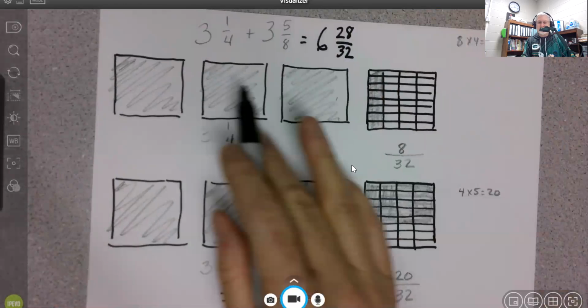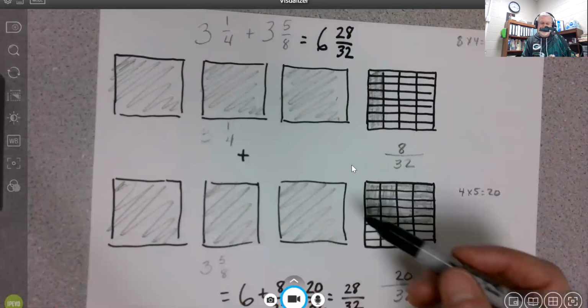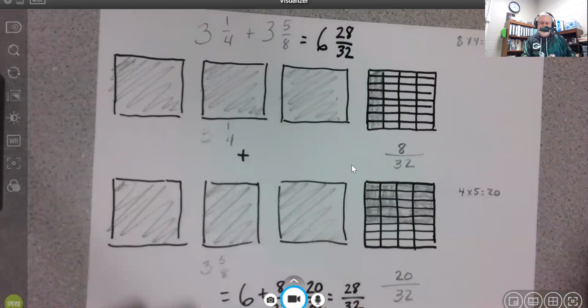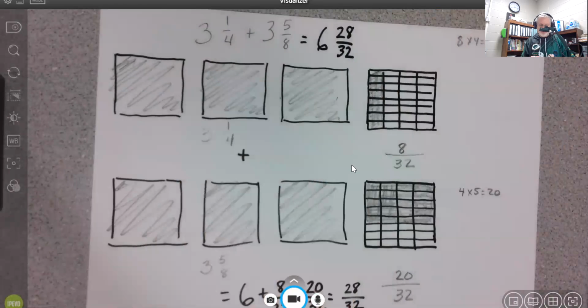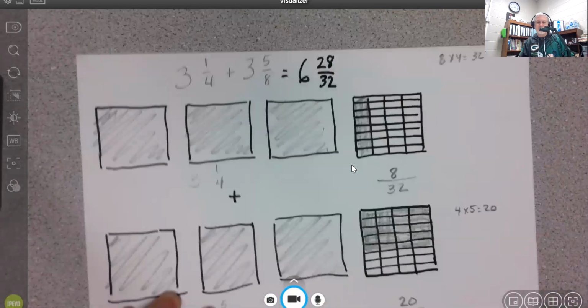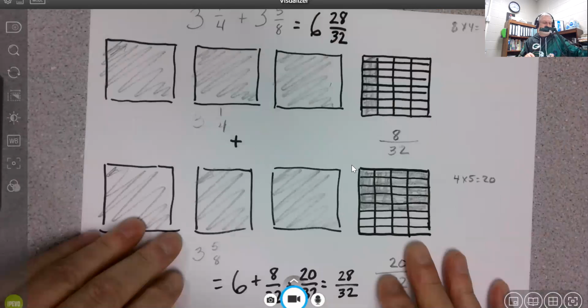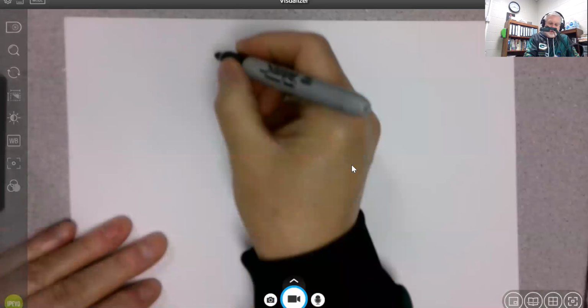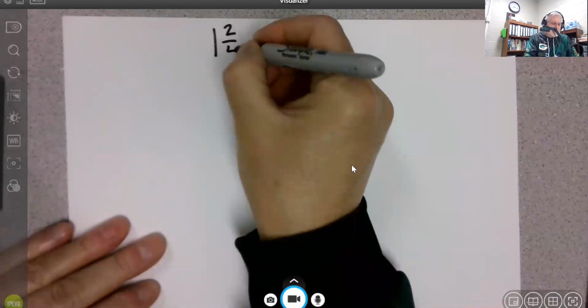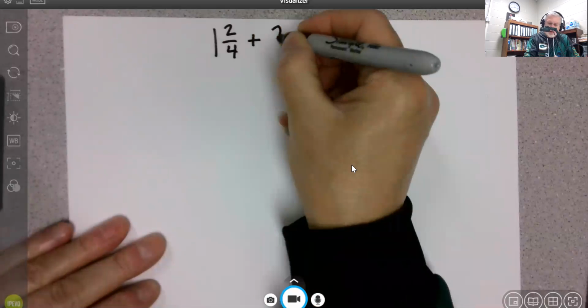Again, I didn't touch any of my wholes. I could partition them, but that's a waste of time. I know they're wholes, so I can add them up as wholes. All right, so that's our first example. Our second example is going to be 1 2/4 plus 2 3/5.